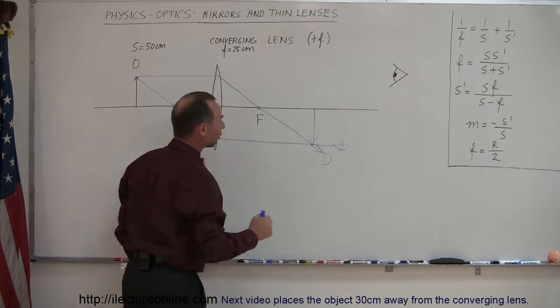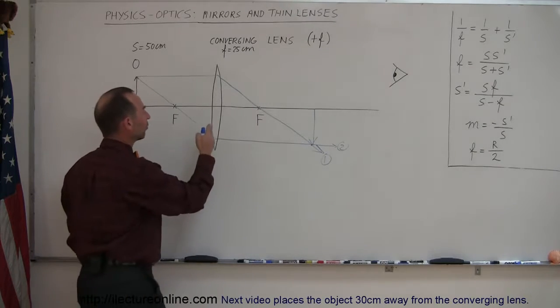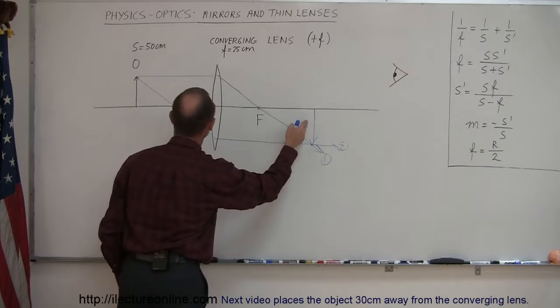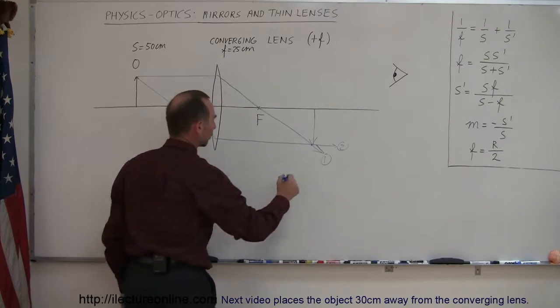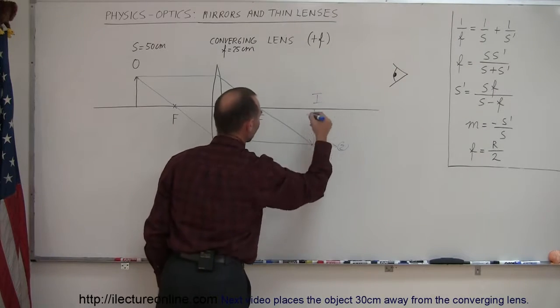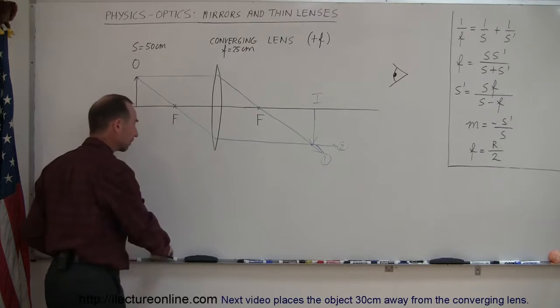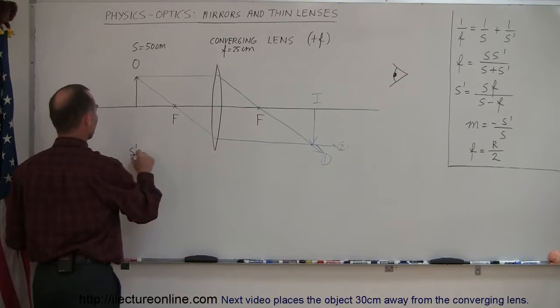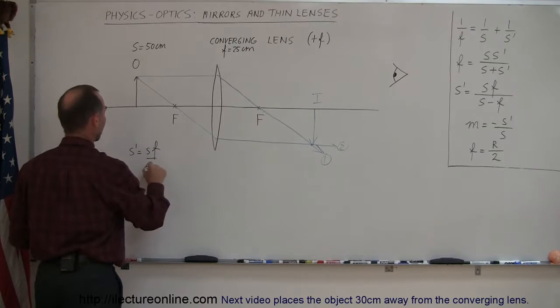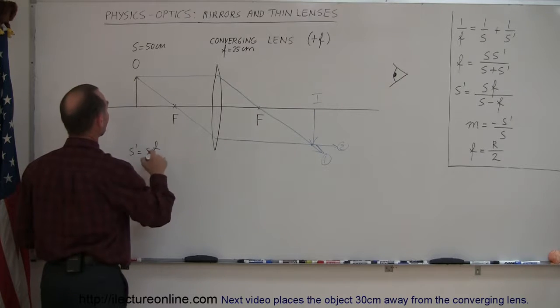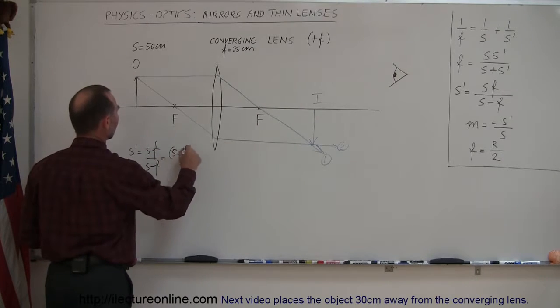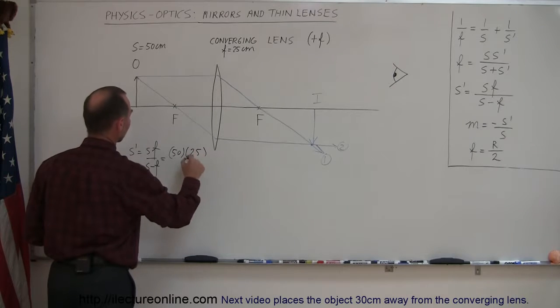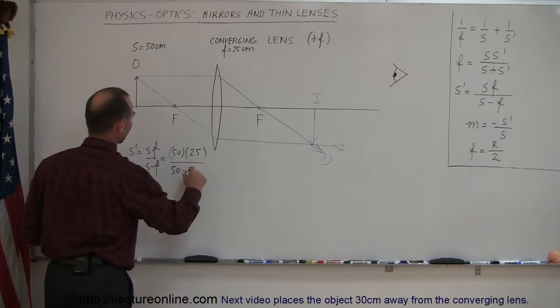And the interesting thing here is it appears that it's exactly the same distance away from the lens on the other side as the object was. So here's our image. Let's find out if that's indeed the case. So using our equation, S prime is equal to SF over S minus F. So the object distance was 50 centimeters. The focal length was a positive 25. And here we have 50 minus 25.